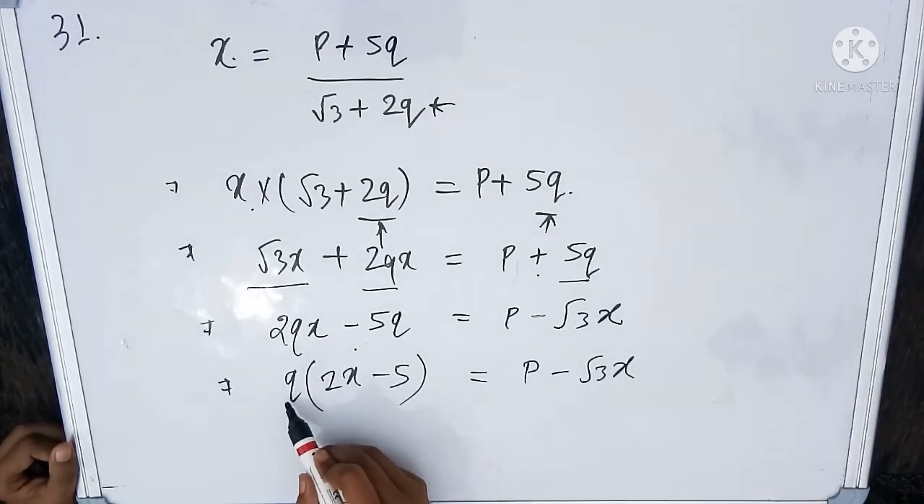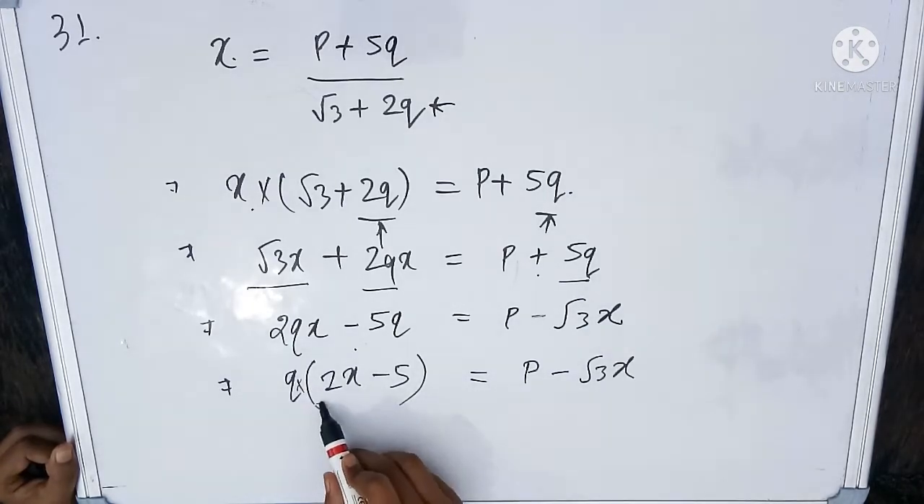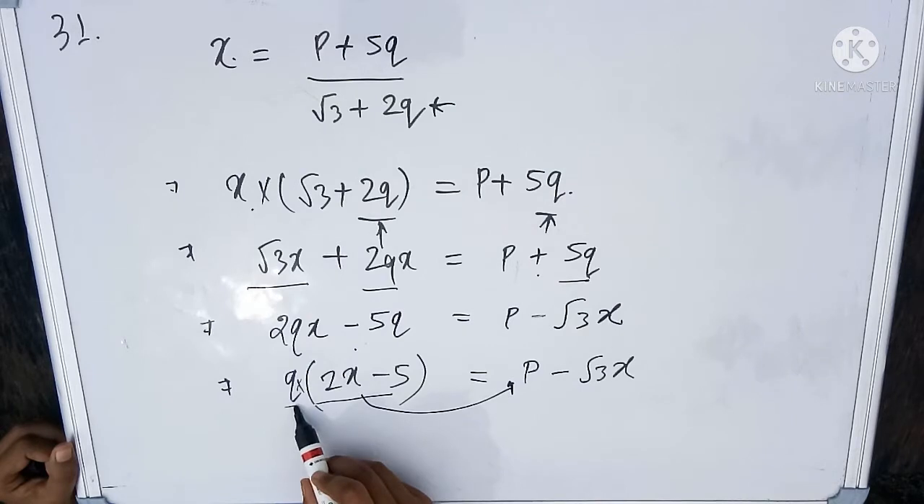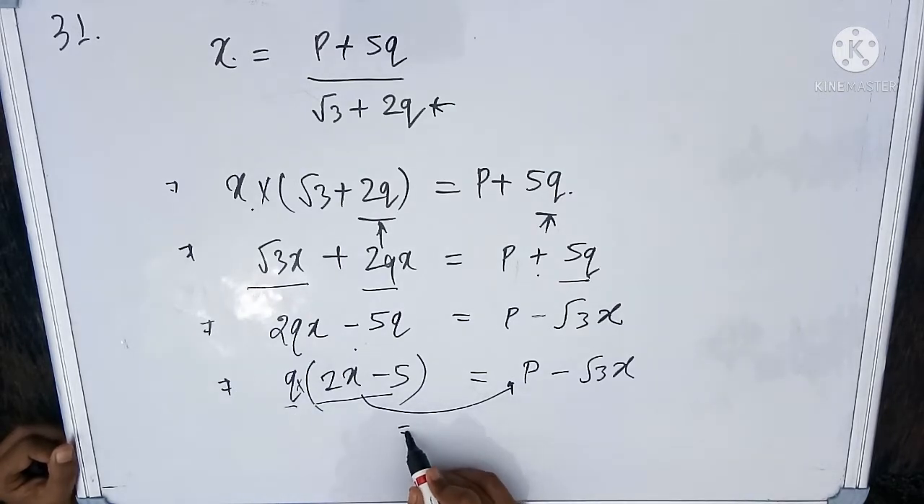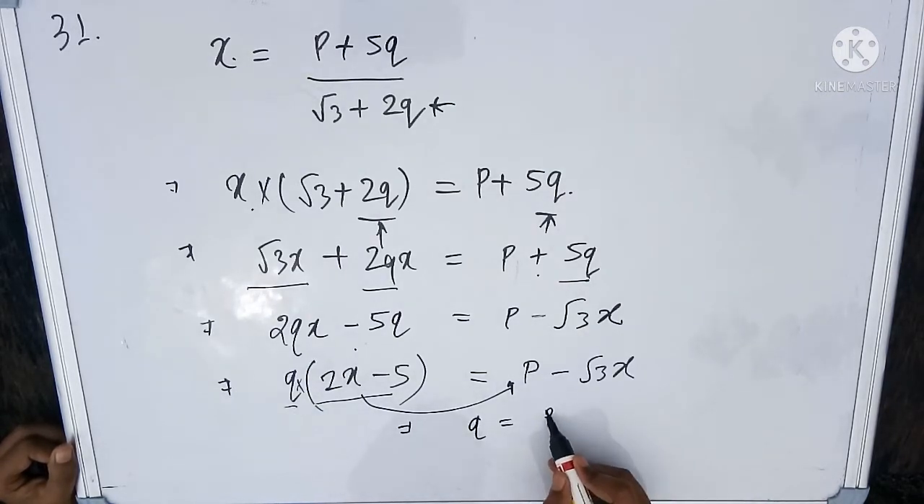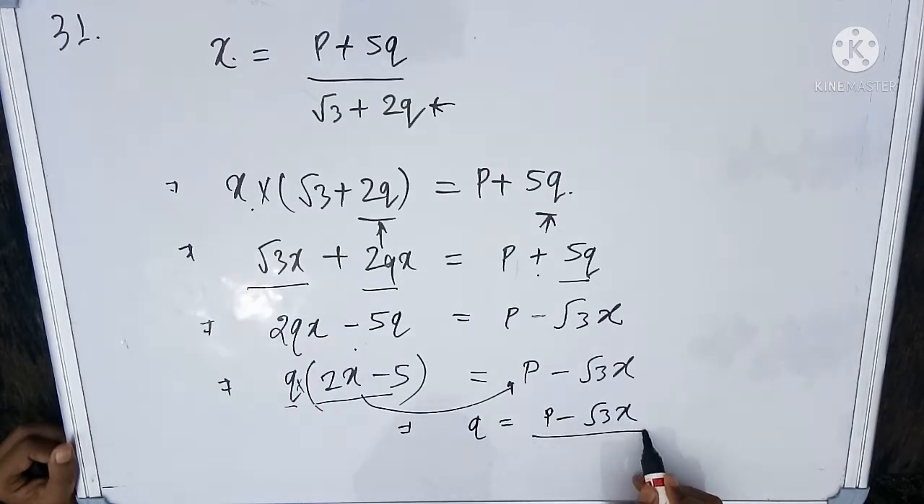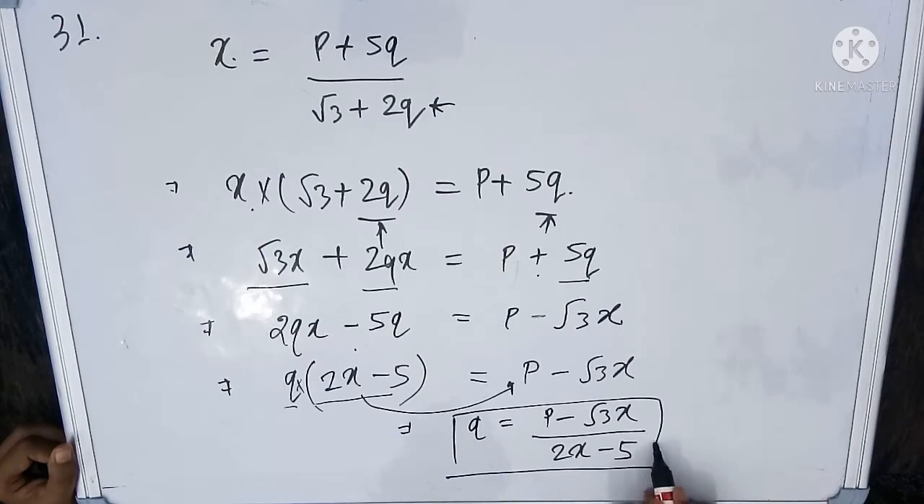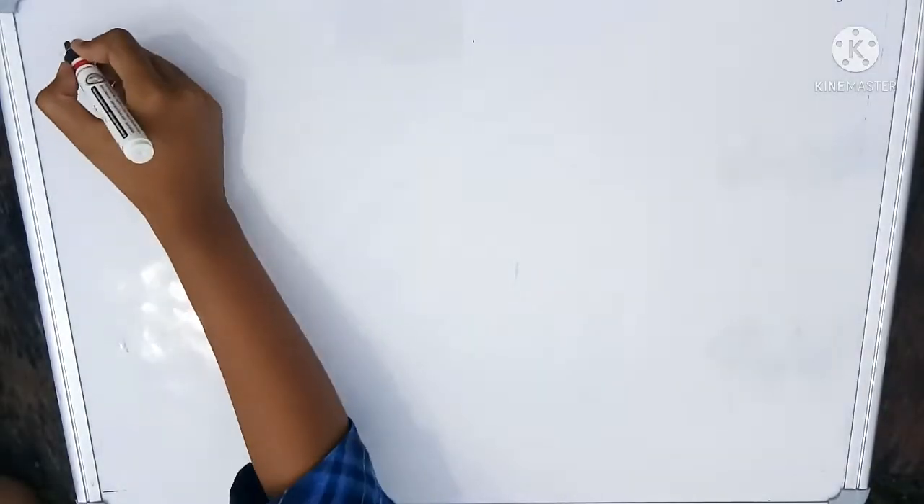Now you can see q and this 2x minus 5 is in multiplication. So we can transfer this to the other side and make q as a subject. So q is equals to p minus root 3x divided by 2x minus 5, and this is the answer of the question. Question number 32.